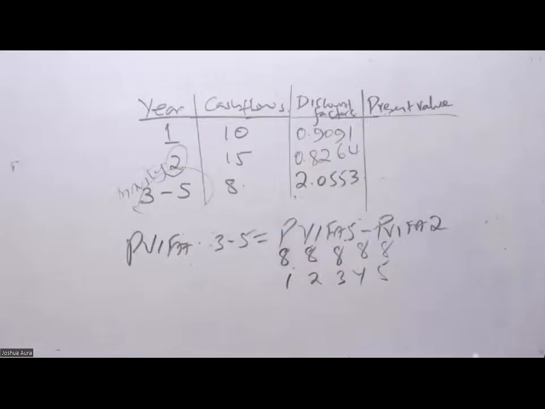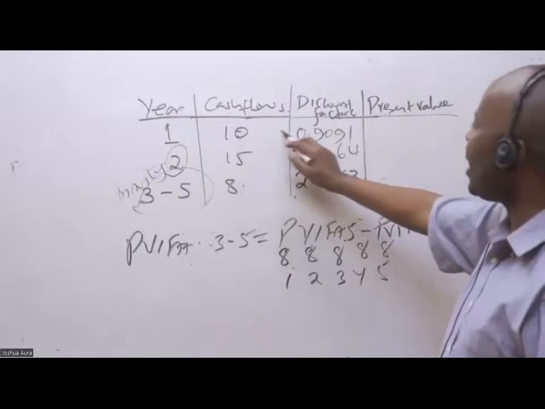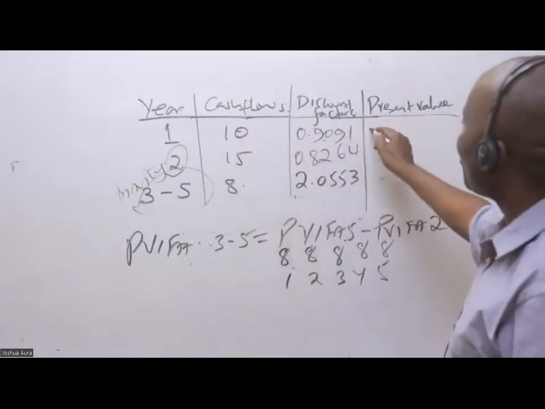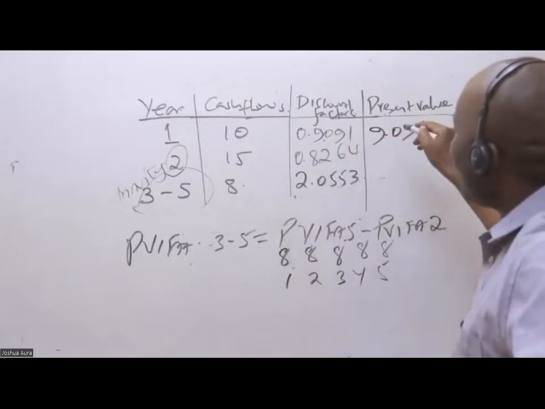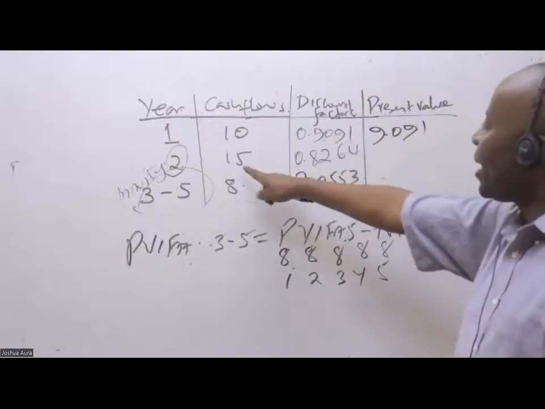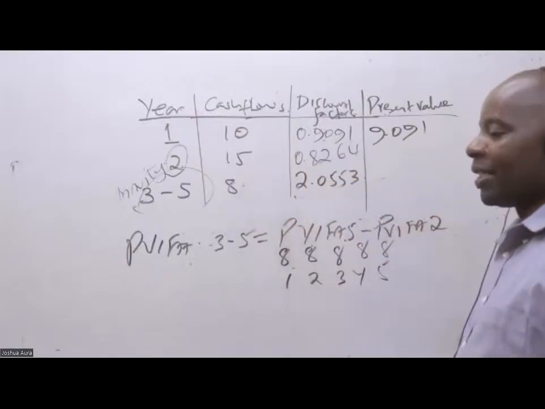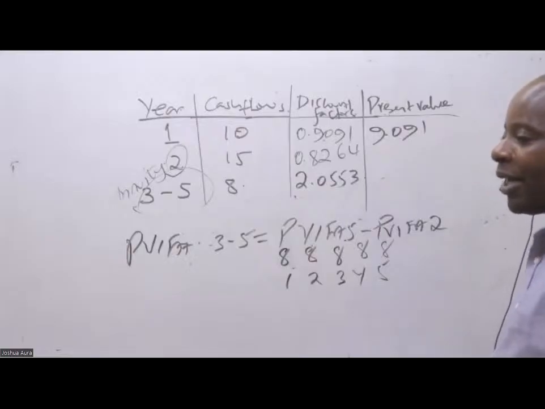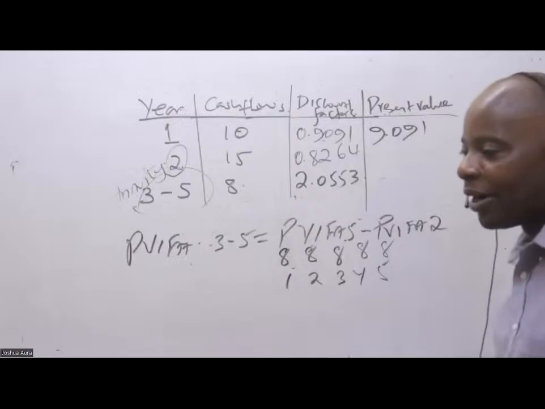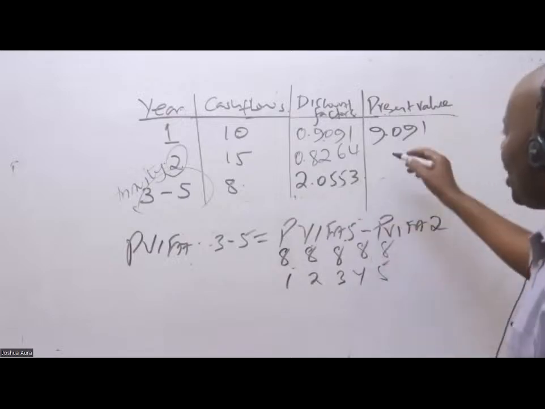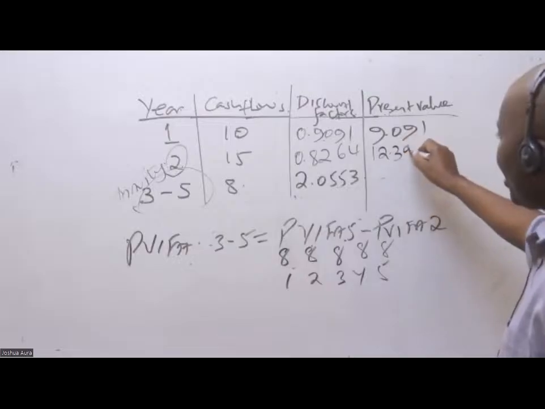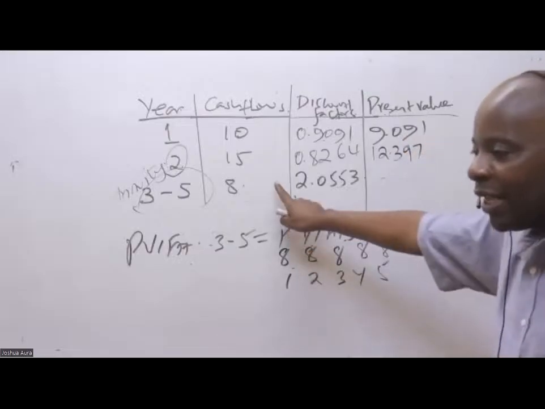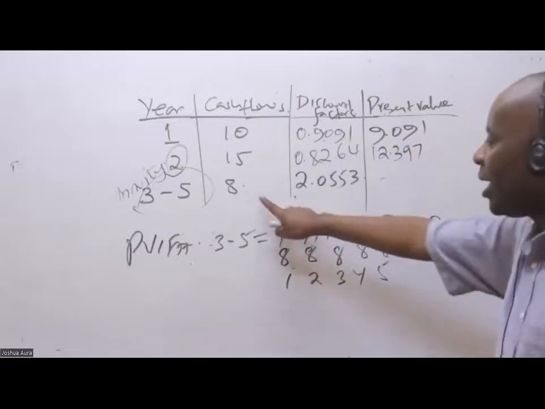Great. So please give me these figures. 10 times this one, and now we are discounting, so this becomes 9.091. And then you come and take these times this, 15 times 0.8264, which is 12.397. And then now we have here 8 by this, 8 by this.